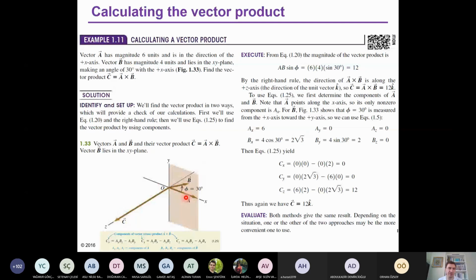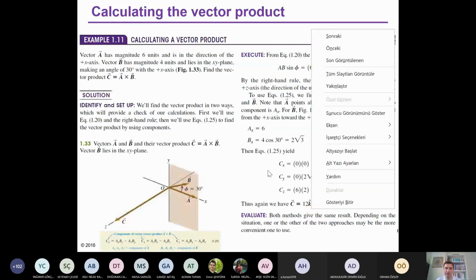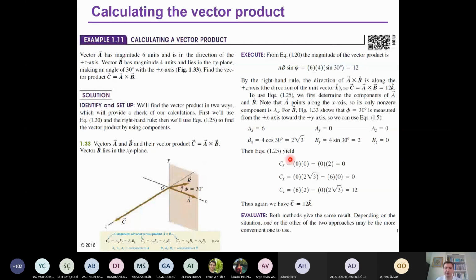So what was the question? Find the vector product, so you have to calculate this. We have this relation, AB sin phi. This is the magnitude of this result, but not the vector. In order to have the vector, we have to find the x component, y component, and z component, and also we have to find the direction of the vector. So now let's start with the solution.